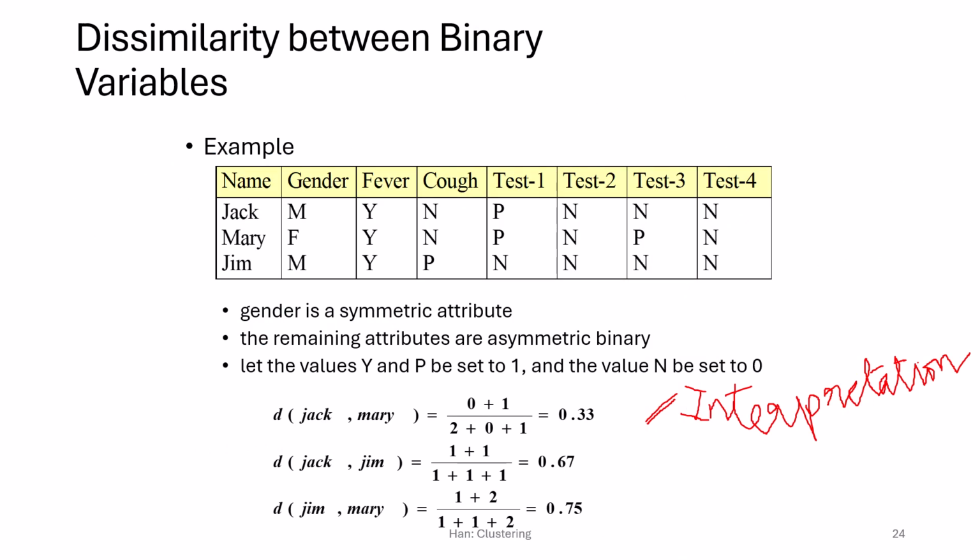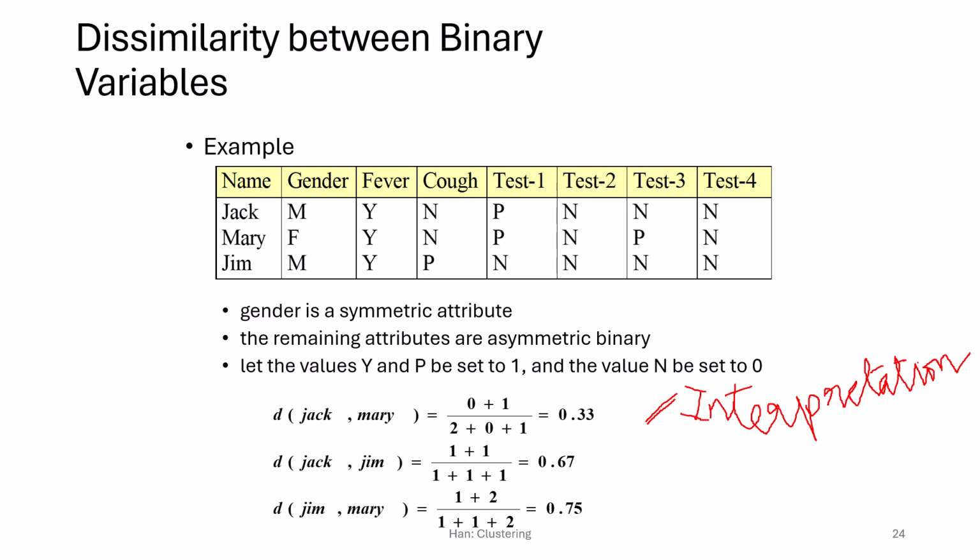Suppose that the patient record table shown on the screen contains the attributes name, gender, fever, cough, test 1, test 2, test 3, and test 4, where name is an object identifier, gender is a symmetric attribute, and the remaining attributes are asymmetric binary. For asymmetric attribute values, let the values Y, meaning yes, and P, meaning positive, be set to 1 and the value N be set to 0.